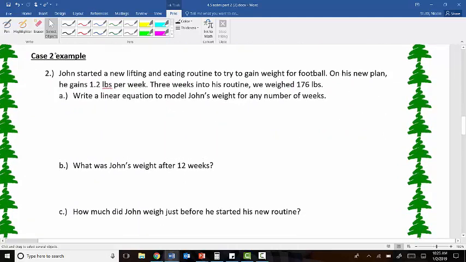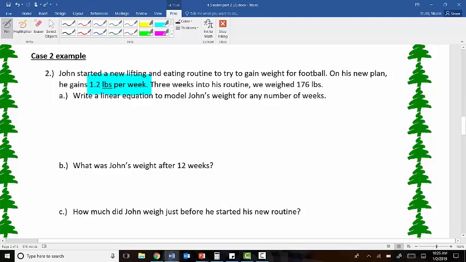The next example is a case 2. So now you get to see a case 2 word problem for the very first time. John started a new lifting program, and he's eating to try to gain weight for football. On his new plan, he gains 1.2 pounds per week. It says 3 weeks into his routine, he weighs 176.